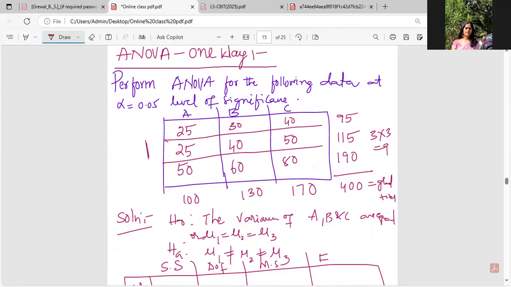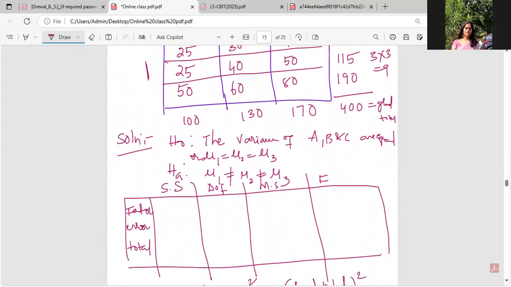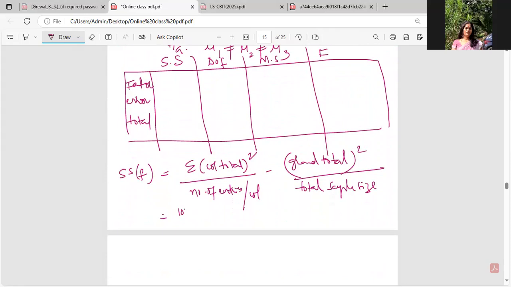Okay, so what I'll be having here would be column total squared. Column totals are 100, 130, 170. So here what I will take would be 100 squared plus 130 squared plus 170 squared, by number of entries per column, which is 3, minus 400 squared by 9. You can just find out this value. It turns out to be 822.22. That will come here at SS factor.